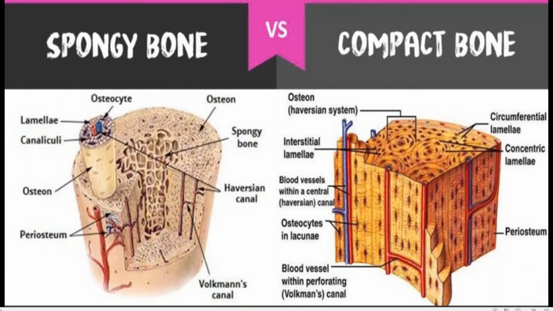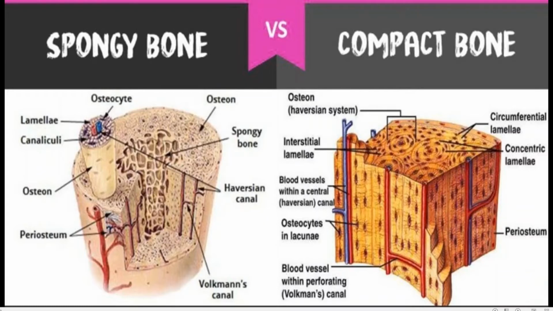Then we have the Volkmann canal. The spongy bone also has that one, but the difference is the functional unit of the two types of bones, which is the trabeculae and the Haversian canal system.